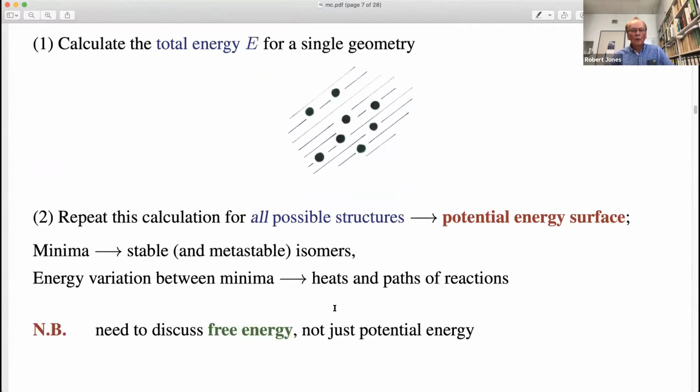In principle, of course, we should discuss the free energy, because we're looking at something which is going on at finite temperatures, with all sorts of other contributions to the free energy. But the potential energy surface is essential input to all calculations of this nature, and it is the focus of most of the work done by us and others.